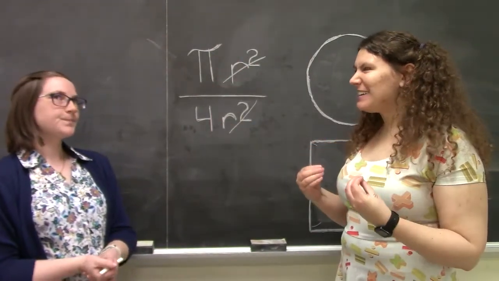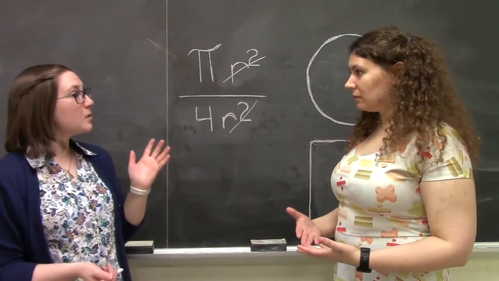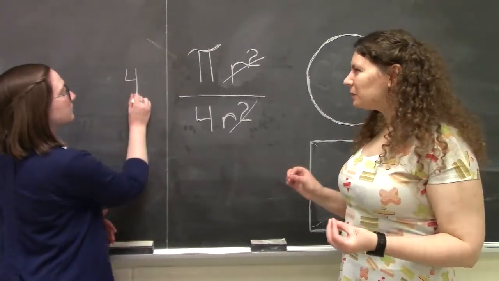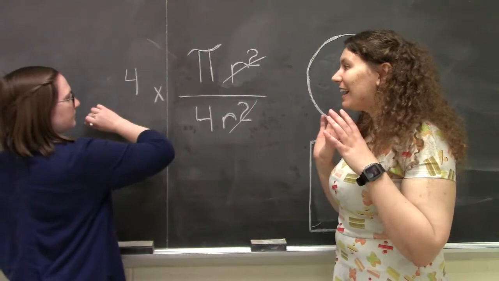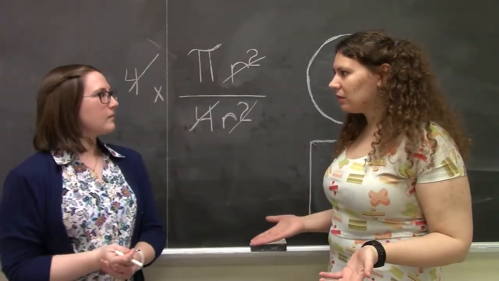And we're trying to get pi by itself. Oh, so we need to put a 4 on top, so we multiply. Exactly. Once we multiply by 4, we've isolated pi. We've gotten pi alone, which is what we were trying to do all along.